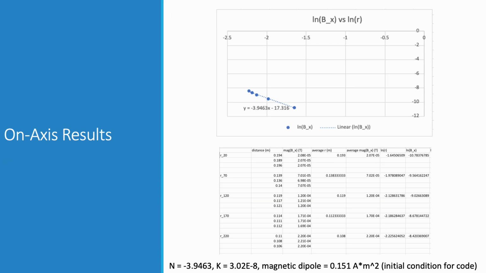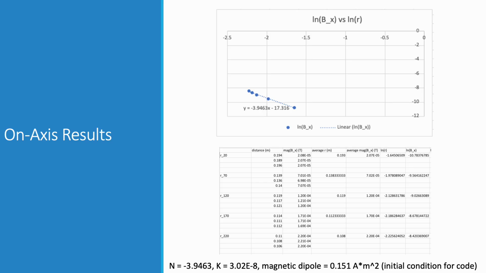For the on-axis results, I moved the magnetometer to various distances which were just called R, and this data yielded a K value of 3.02 e to the negative 8, which is here at the bottom. This was used through the slope and the formula that I showed previously. And by plotting ln of B of x versus ln of r, I was able to solve for the slope, which represented the distance dependence, and from there I calculated the magnetic moment mu to be 0.151 amps times meter squared.